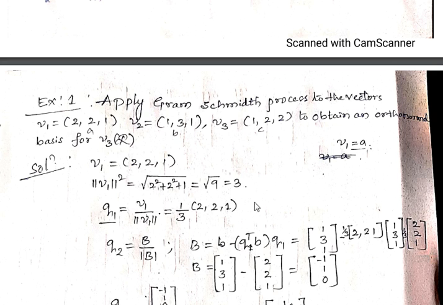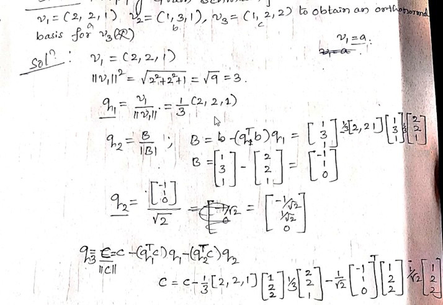So we write this value in terms of columns: (2, 1, 2) divided by 3. It should be a column matrix, just understand it. Now to find Q2, it is B by the magnitude of B. So what is B? B is this one: (1, 3, 1), minus Q1 transpose B times Q1. Q1 transpose is this one, (2, 2, 1), and we are finding it here.